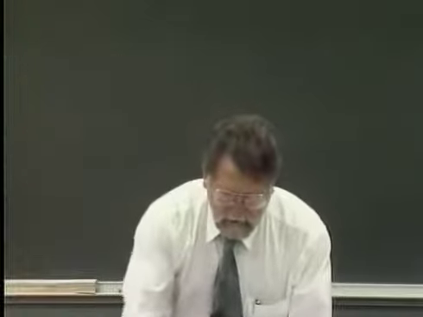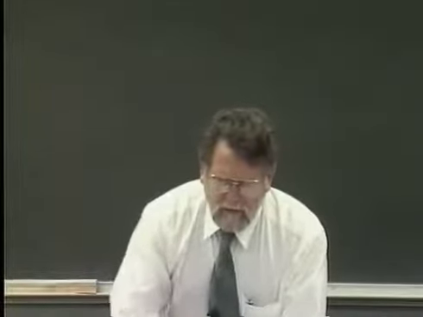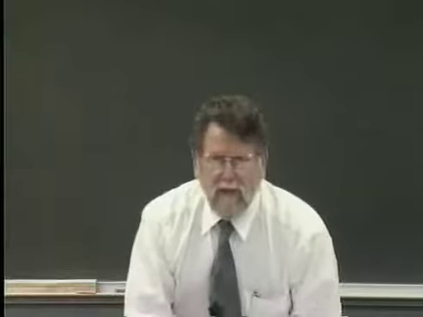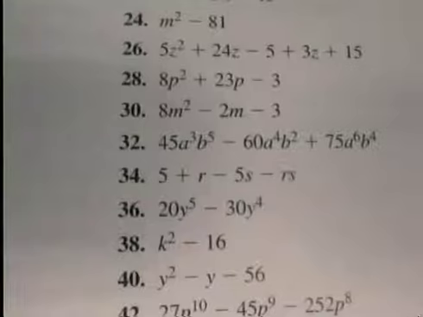Okay, and I'm gathering from the comment that that's yet another one. Let me see if I can put that problem under the lens, and let's see what we've got there. Okay, that's centered about as good as we're going to do. 34. So in number 34, I have 5 plus r minus 5s minus rs.